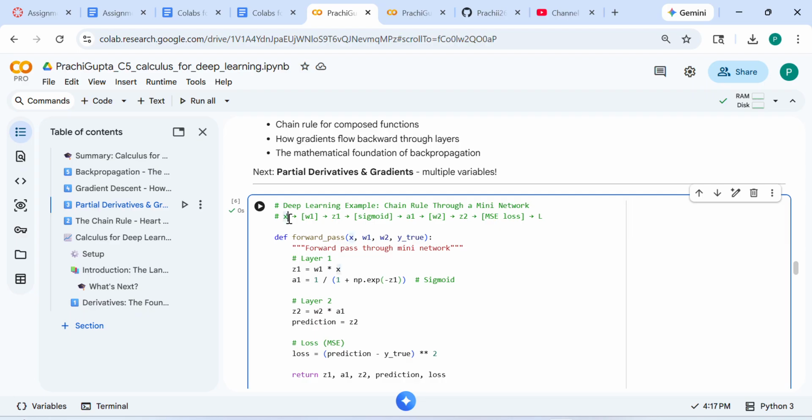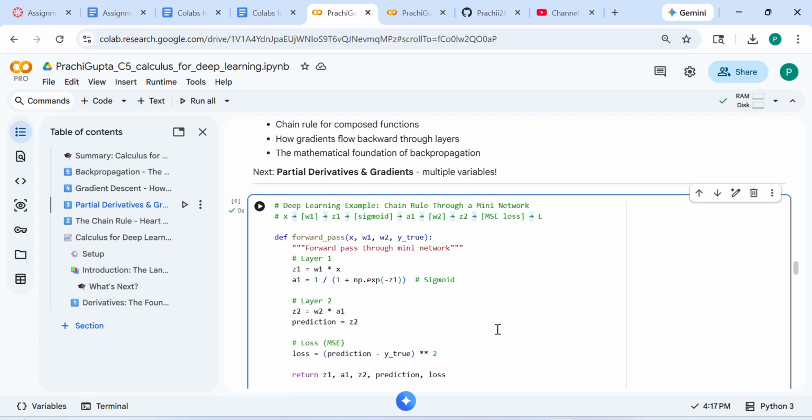So we have one input, we multiplied by weight, and we got one output. To this output we will apply sigmoid. After applying sigmoid, we got an output. To that output we will multiply another weight, and whatever we get, we will compute the loss, and that will be our output. So this is a neural network style pipeline. Let's see how we will do it.